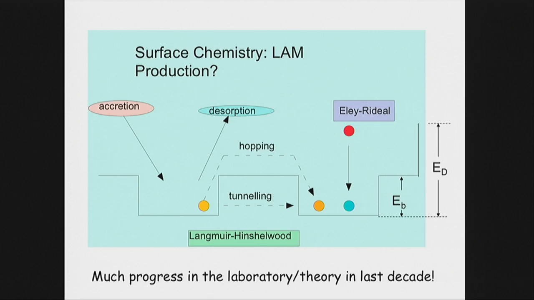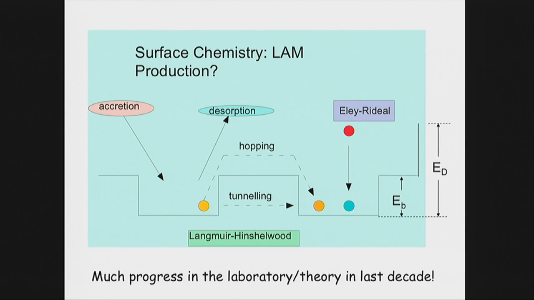The best studied mechanism for surface chemistry is a diffusive mechanism, and it's named after Langmuir and Hinshelwood, two scientists, I guess, that worked on it. The idea is a species will accrete, and at low temperature it will likely stick. But to react, they have to find one another, and that means going over barriers E sub B, either by hopping or by tunneling. So this is called a diffusive mechanism. It is the standard mechanism. Out of every, say, 100 surface reactions, I suspect 99 are thought to be diffusive.